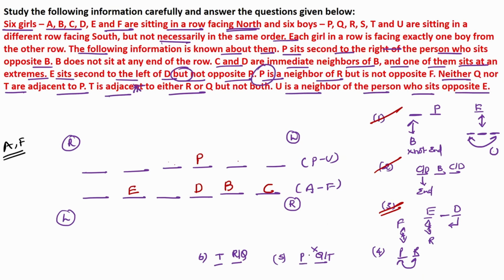Now next one. So TRQ. We have P and R as immediate neighbors. There is a chance of C. We'll go to possibilities again.